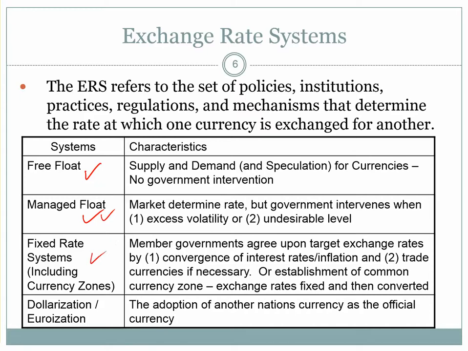Fixed rate systems or even currency zones are areas in which a group decides to fix their exchange rates to each other, or maybe in the extreme, adopt a common currency. So they're all effectively fixed as long as they stay in the zone. And then there's dollarization or euroization. That's a system where you actually use another country's currency as your currency. So, for example, the Bahamas may use the US dollar as their official currency.